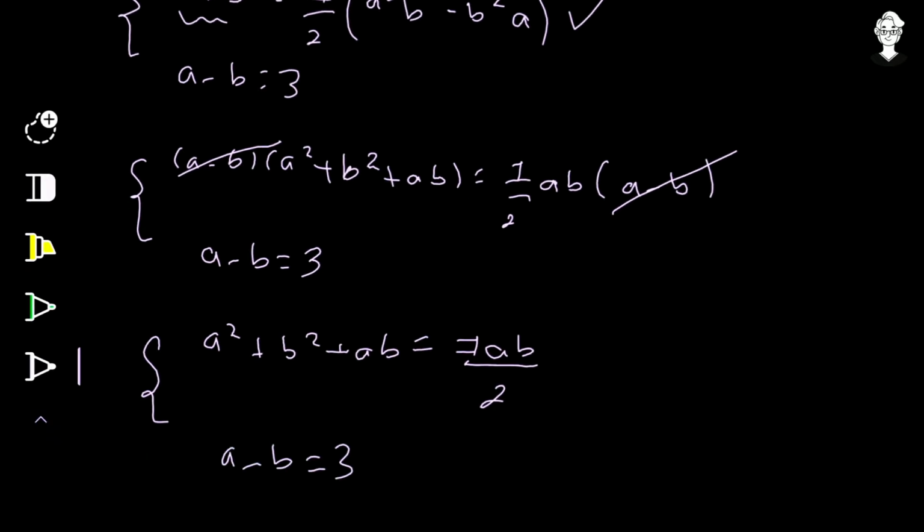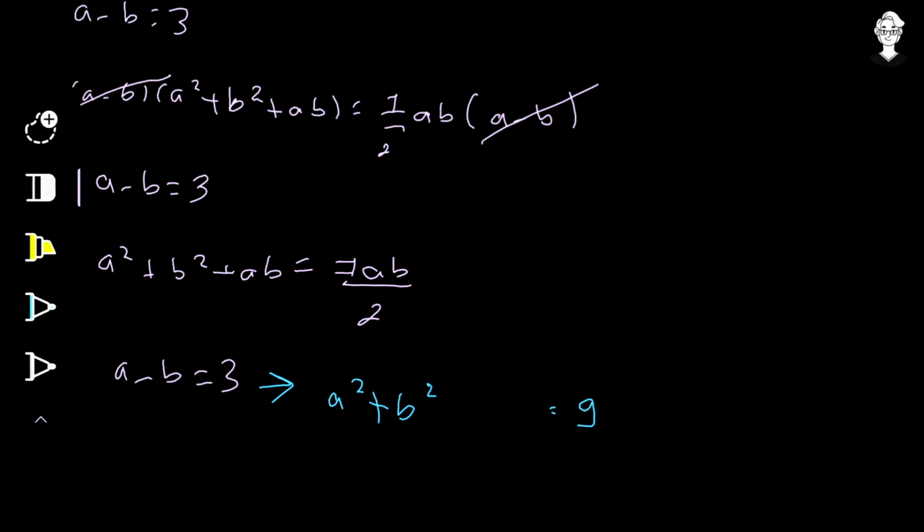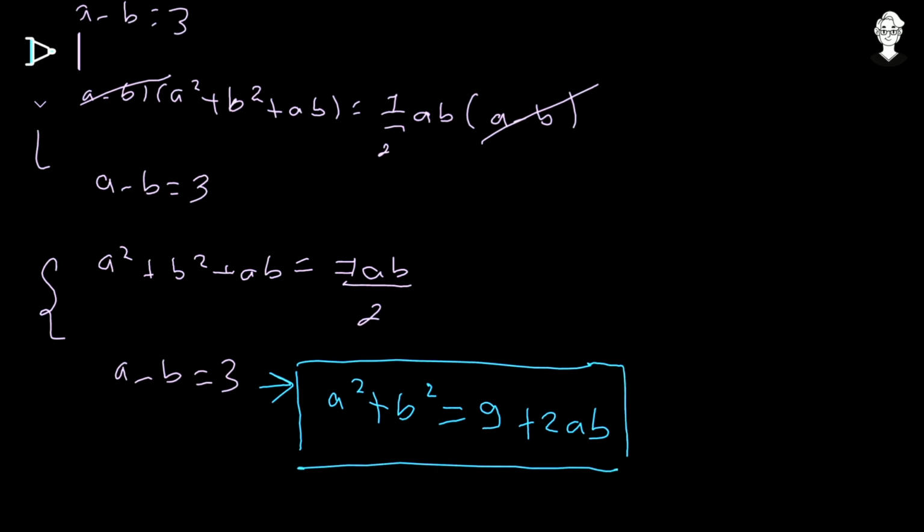Now what I am thinking is that if I take the whole square of this equation, I will obtain a square plus b square minus 2ab, and that is equal to 9. From that I can get the value of a square plus b square and put it in the first equation to get something better. So I am squaring both sides: a square plus b square minus 2 times ab is equal to 3 square, that is 9. So a square plus b square is 9 plus 2ab. I will put this value over here.